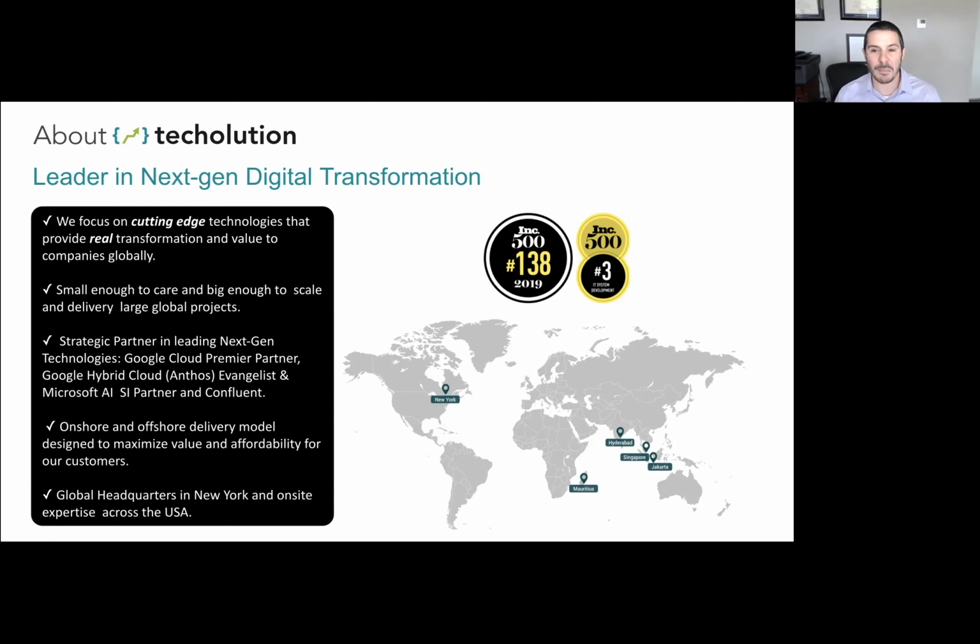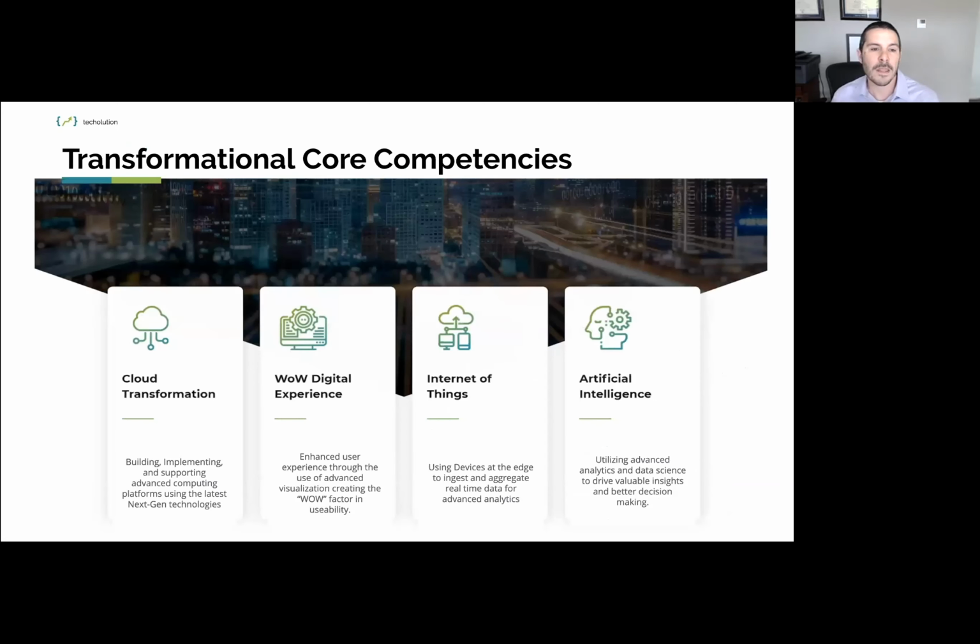We have offices in APAC, India, and Africa as well, so we're spread out around the world. Let me give you some information about our core competencies.